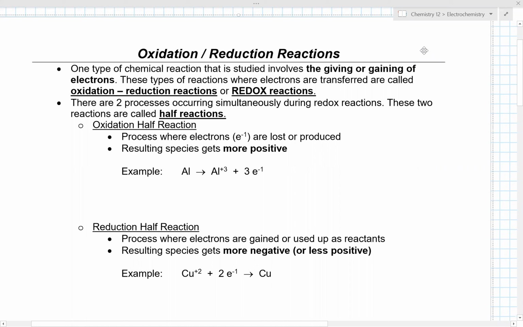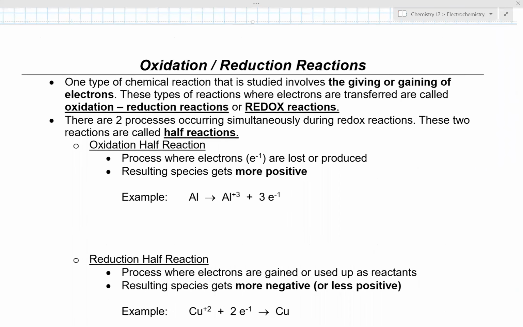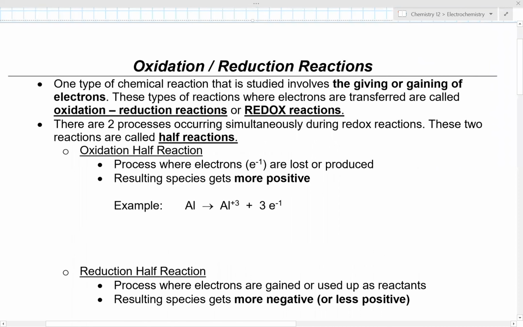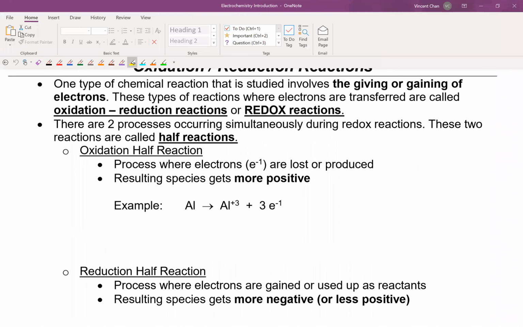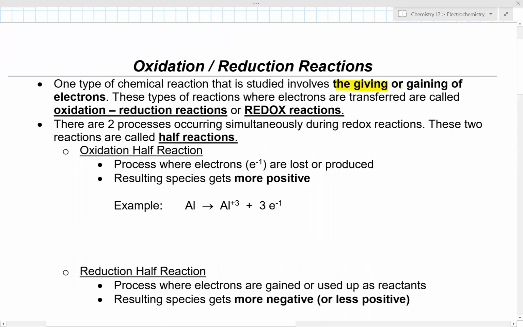And today what I wanted to do was talk about a new topic. It's oxidation reduction reactions. Now, what are oxidation reduction reactions? It is a reaction that studies the giving or gaining of electrons. Now, this is very similar to acid bases, but acid bases involve the donation or the acceptance of protons or H+. Here, we're talking about the donation or acceptance of electrons.